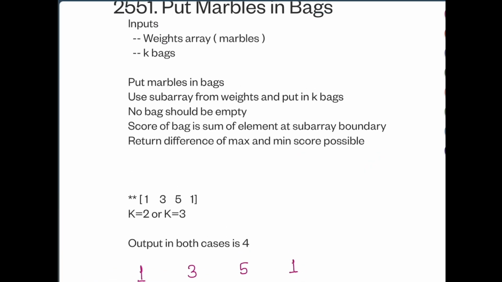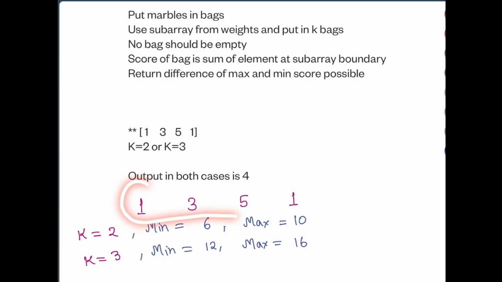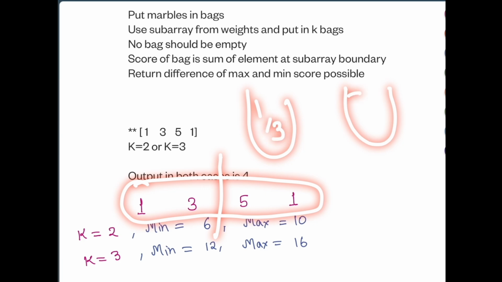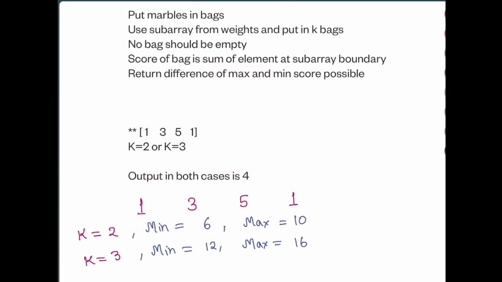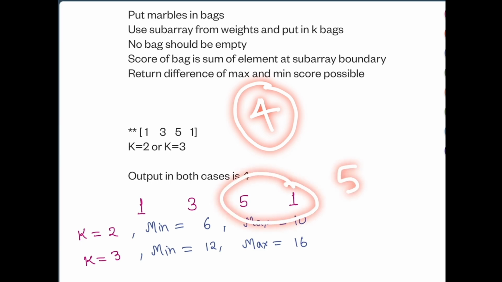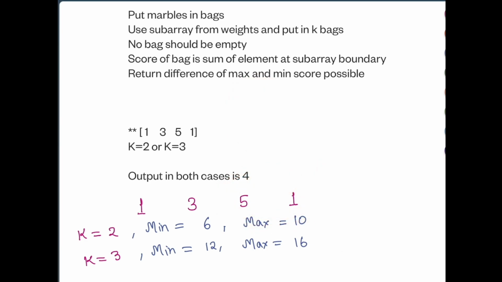Now what we need to find out is the score of the bag, and that is equal to the sum of the elements at the subarray boundary. For example, if these are our weights and we split at this point and have two bags, we put 1 and 3 here, and 5 and 1 here. The score of this bag is determined by the boundaries of my subarray. My subarray is 1 and 3. The left boundary is 1, the right boundary is 3, and the sum of the elements is what we need to find. So the sum is 1 plus 3, which is equal to 4. So 4 will be the score of the first bag. For the second bag, for which the elements are 5, 1, the left boundary is 5 and the right boundary is 1. The sum of the boundaries is 5 plus 1, equal to 6.